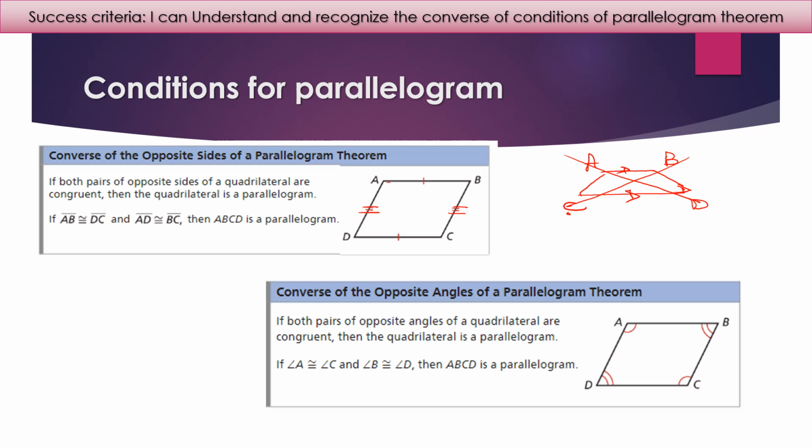The second condition says that the opposite angles of the parallelogram are congruent to each other. It is very important that angle B and angle D, which are opposite to each other, are congruent. Similarly, angle A and angle C are congruent to each other. If this is the condition, then the figure is a parallelogram. So there is the converse of the opposite sides of a parallelogram theorem and the converse of the opposite angles of a parallelogram theorem.